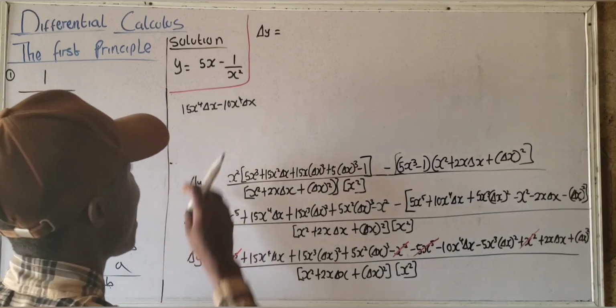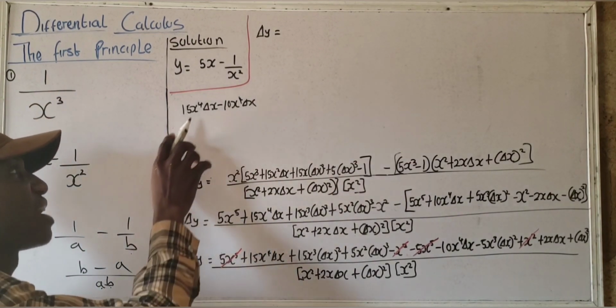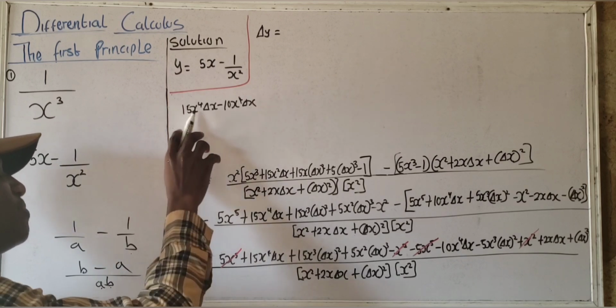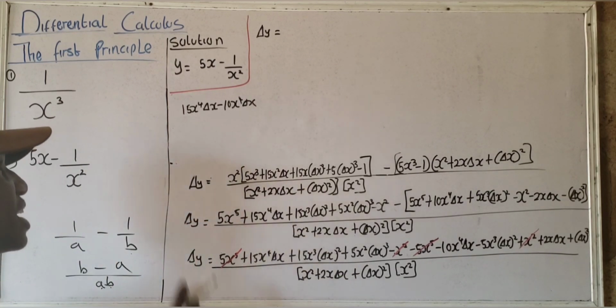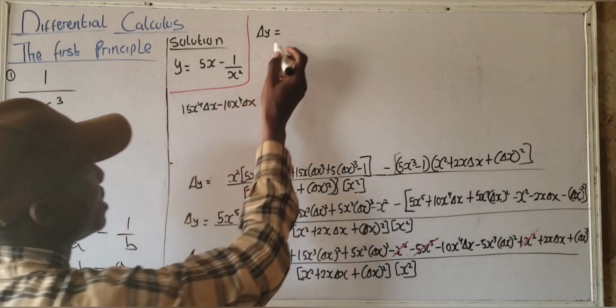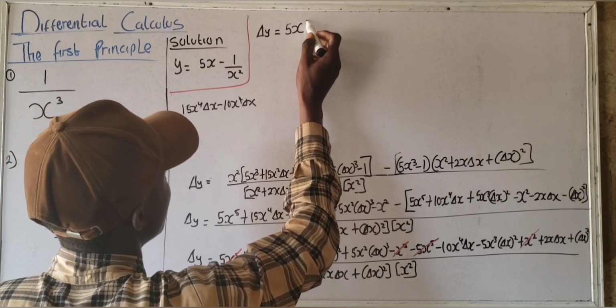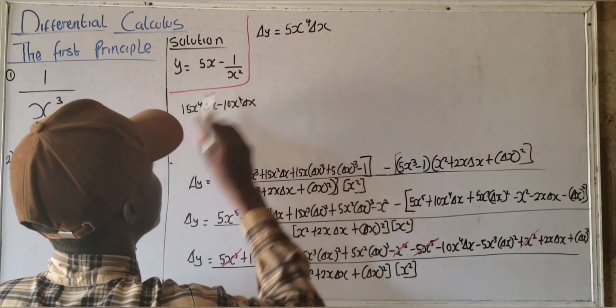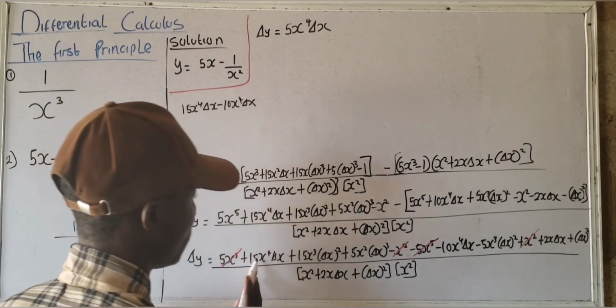The reason why we can add these together or subtract them from each other is because both of them have the same power. You understand? The value of the power of x is the same for both terms. So we can add them together and we can subtract. So if you subtract this, you are going to have delta y equals 5x raised to the power of 4 delta x, because 15 minus 10 is 5. Okay? So we are done with this.